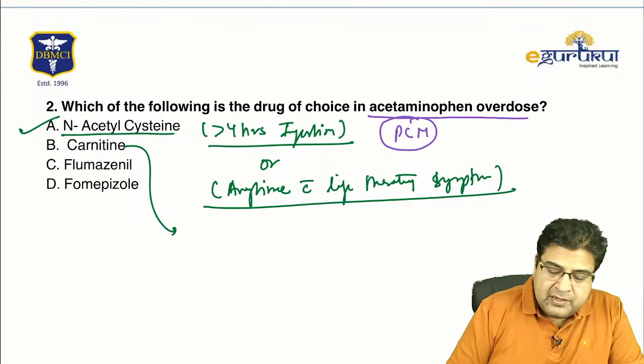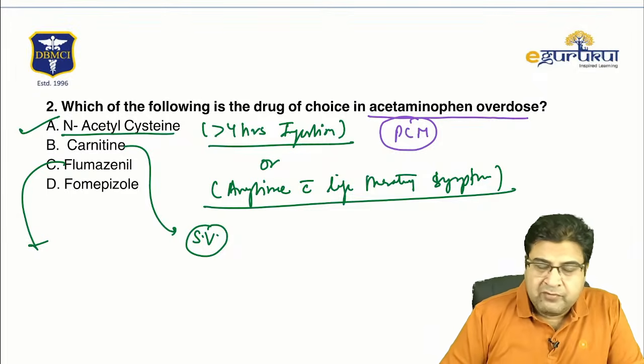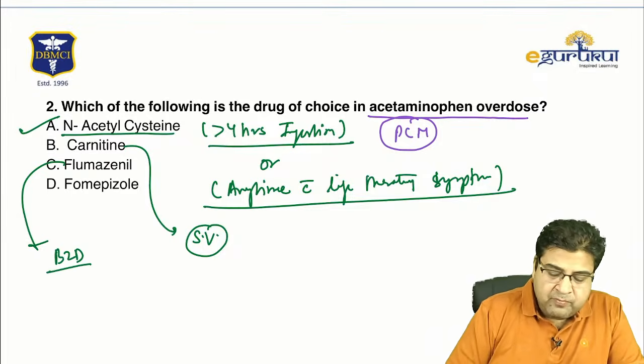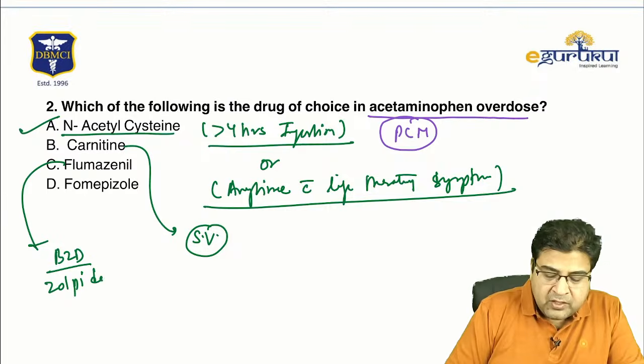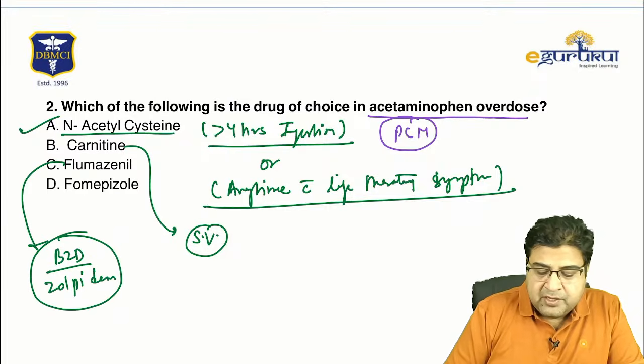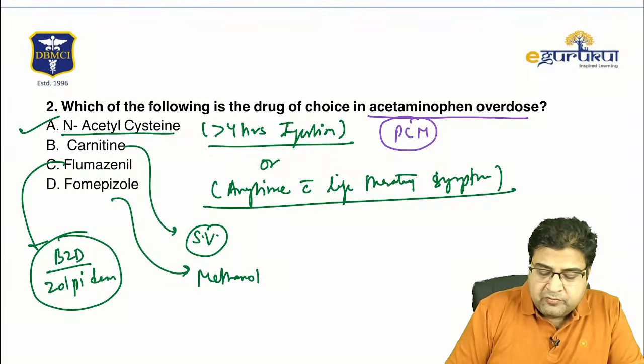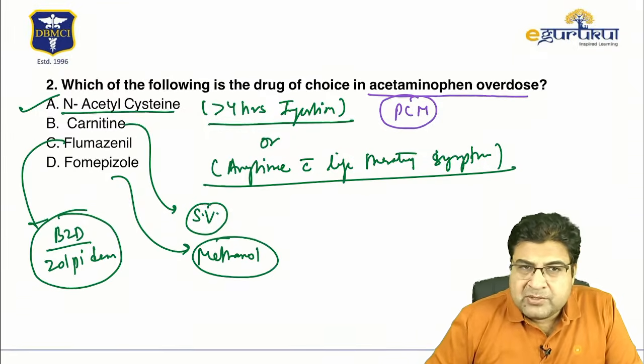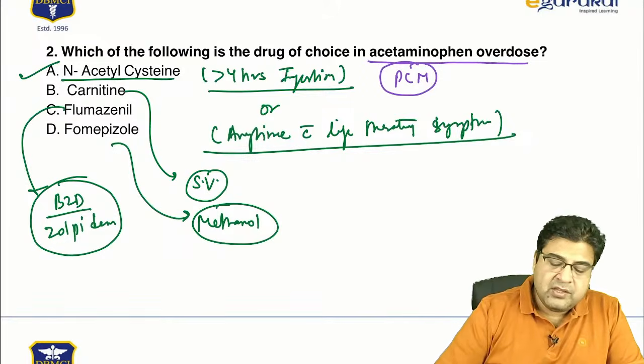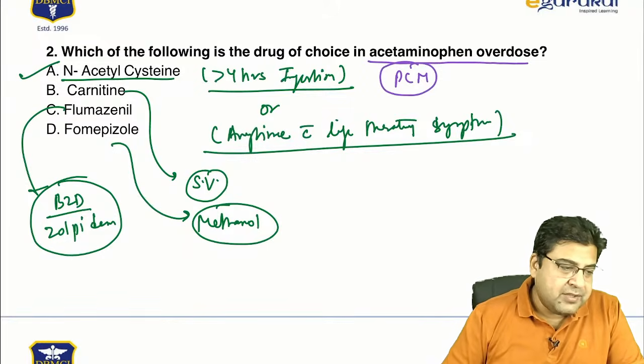Now guys, carnitine is the antidote of sodium valproate. Flumazenil is the antidote of benzodiazepine and zolpidem. And fomepizole is the antidote of methanol poisoning. So question number two, answer is A.